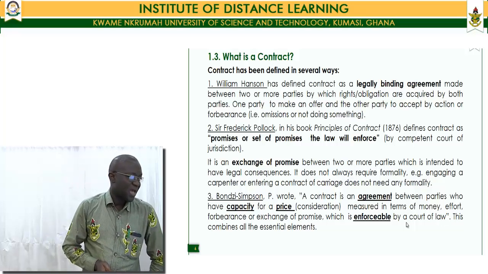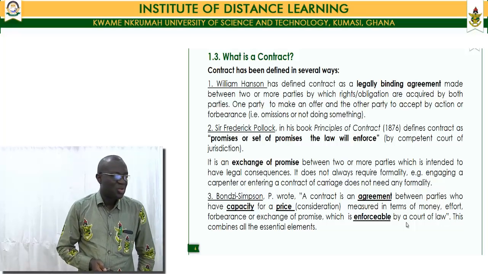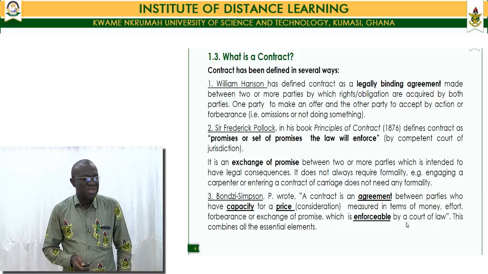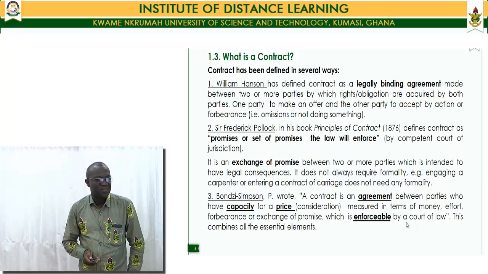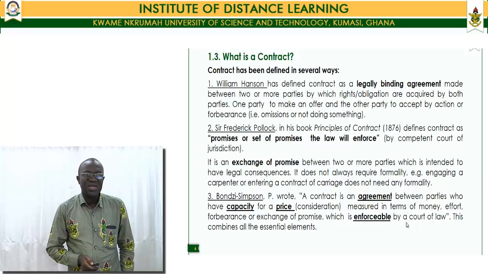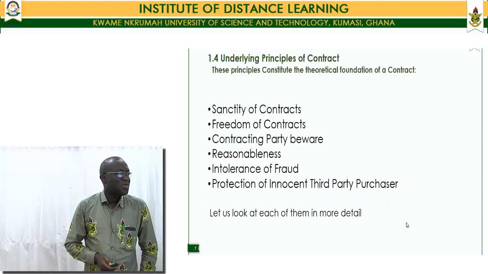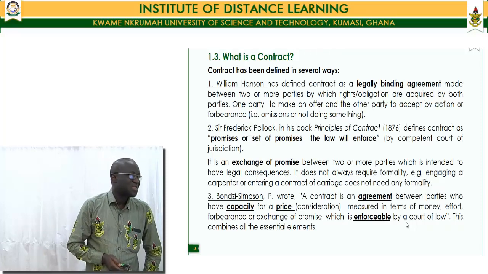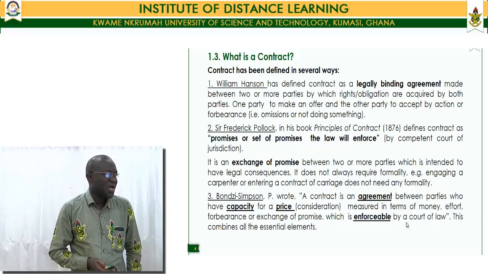Bonson Simpson, a Ghanaian, also wrote and defined it as a contract which is an agreement between two parties who have capacity for a price, which is consideration, and measured in terms of money, effort, forbearance, or exchange of promise, which is enforceable by court of law. So his definition combines all the essential elements of other definitions. So we realize that when we look at these definitions of contract, there are some very important elements running through all the definitions, and I can pick all these together to make a real composite definition of a contract.